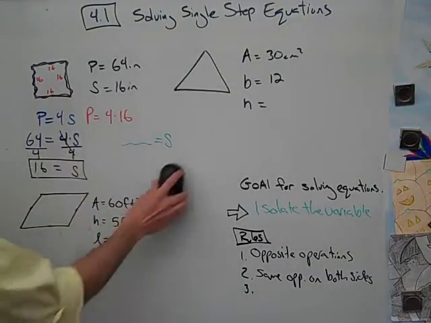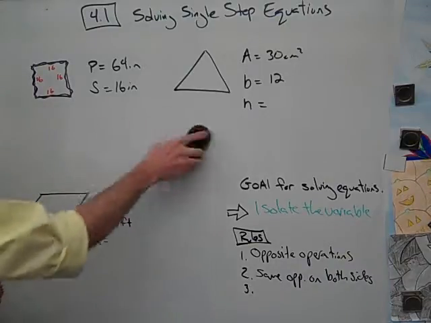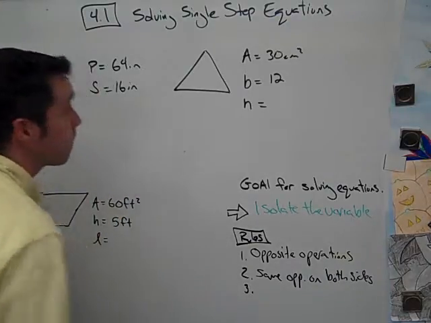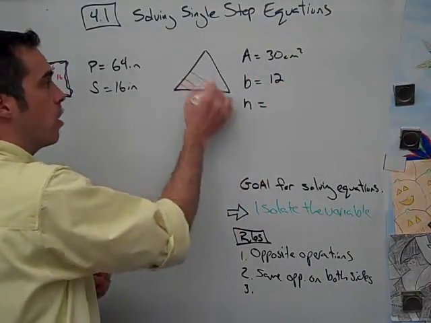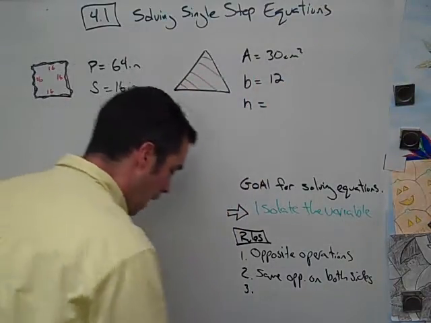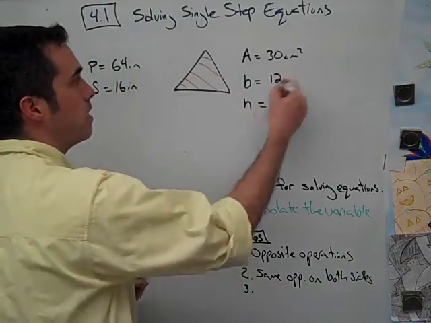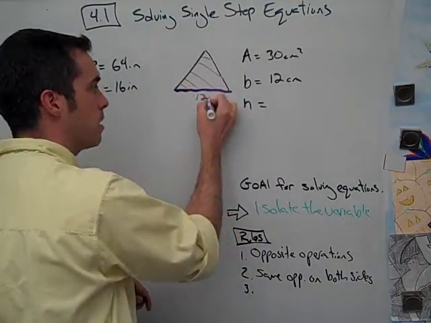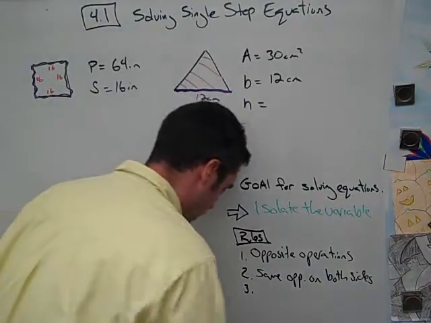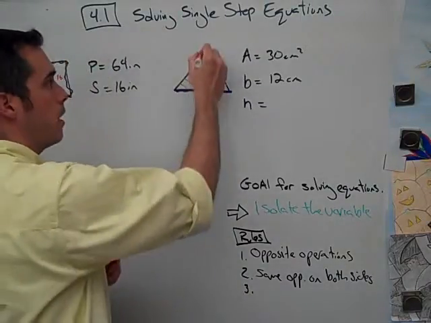Okay, I'll erase that now. We'll look at another one. Area of a triangle is 30 centimeters squared, so I already know its area. I'm being told here that the base is 12 centimeters. That's the base. And I don't know the height. My height is unknown.